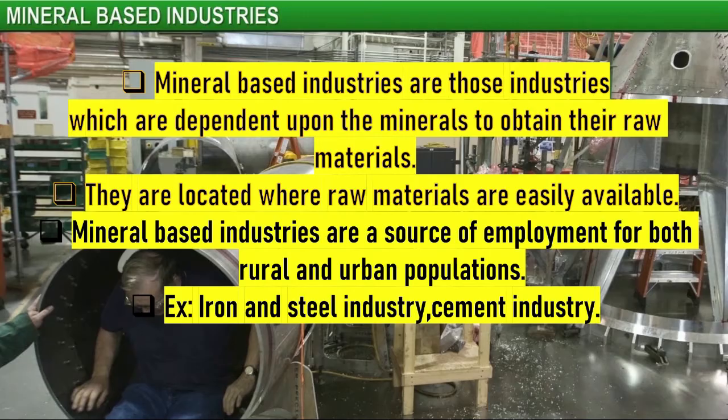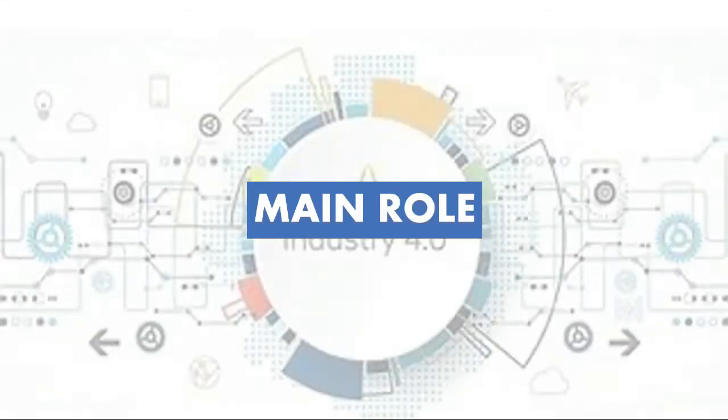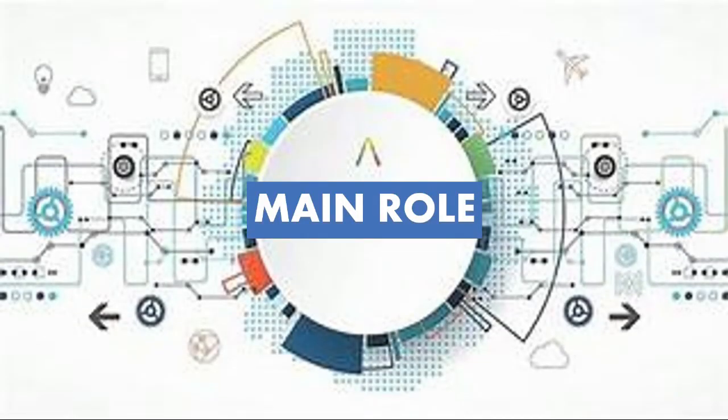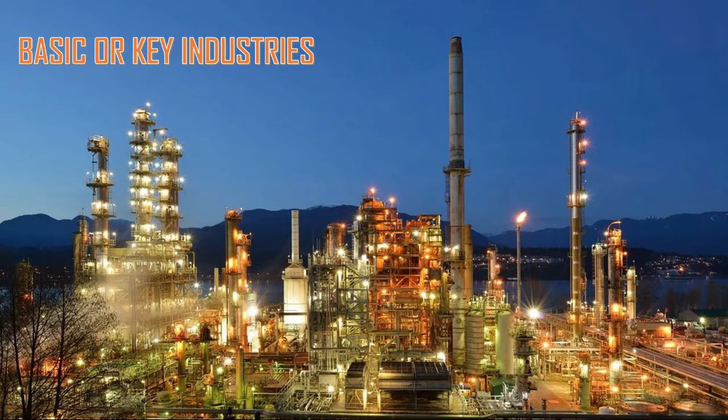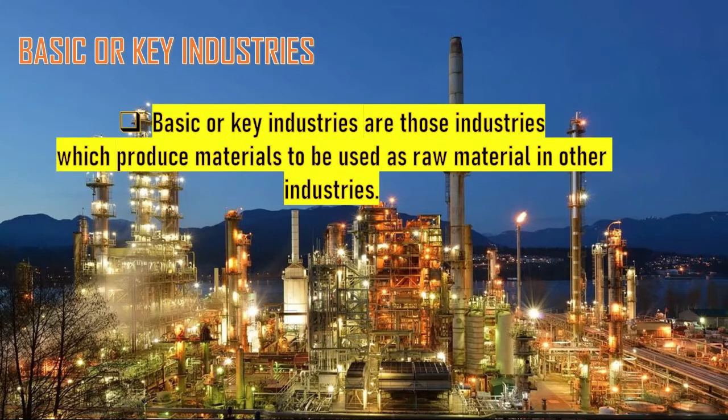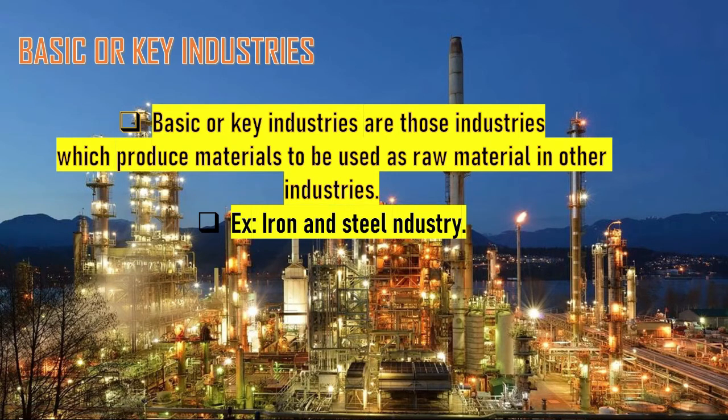Now let us move ahead with the industries on the basis of their main role. On the basis of the main role, the industries are divided into basic or key industries and consumer industries. So let us know what are basic industries. Basic industries are those industries which produce materials to be used as raw material in other industries. So the other industries are dependent on the basic industries or the key industries to obtain the raw materials. An example is the iron and steel industry.